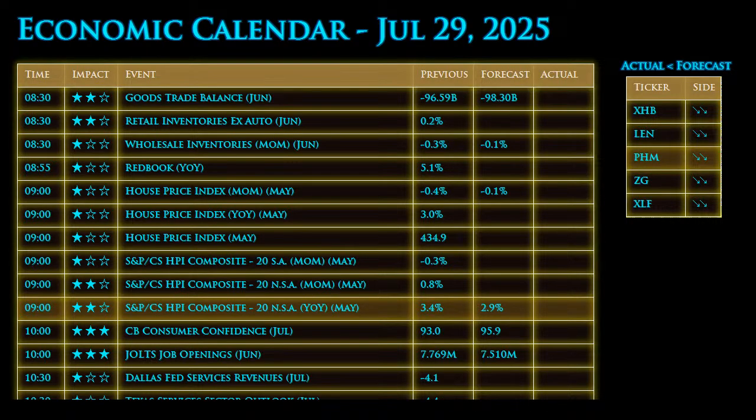PulteGroup is likely to be negatively impacted as lower home price appreciation signals sluggish market conditions. Zillow Group may fall as weakened home price growth could lead to reduced transaction volumes in real estate. The Financial Select Sector SPDR Fund could dip, as a weaker housing market can increase default risks, affecting banks' lending outlook.